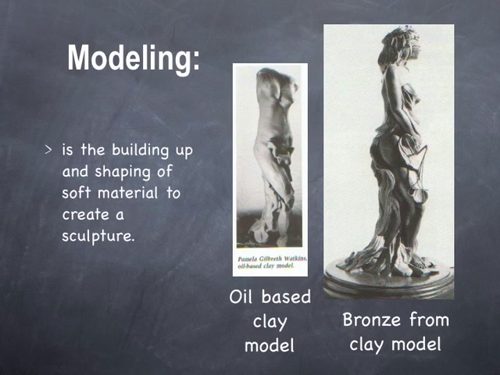Modeling is our last process, the building up and shaping of soft material to create a sculpture. There's oil-based clay, and that's clay that doesn't have to go into a kiln to be fired. You can also take the oil-based clay and cast a bronze from it. You can use wax and sculpt wax and model wax, and that could be used to create a mold and then to pour hot metal into. So modeling a lot of times can be used in conjunction with casting to create sculptures. We also model clay to create sculptures.